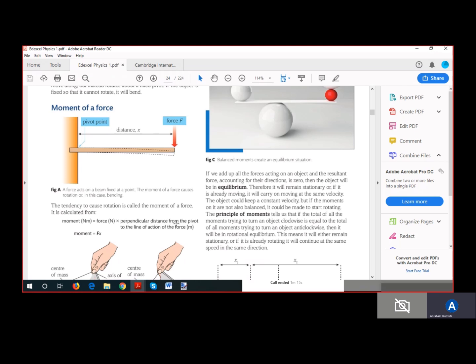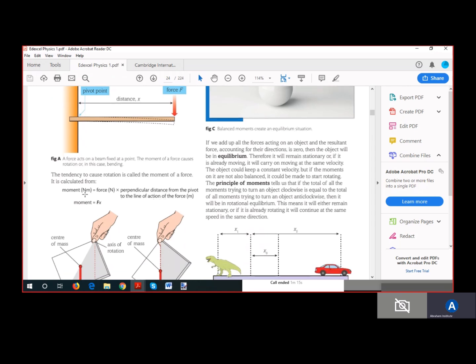Perpendicular distance from the pivot. So you see perpendicular distance, it makes a 90-degree angle with this force. That is why we say perpendicular distance. Over here the angle is 90 degrees. If you draw a line along this arrow, that is the line of action. So that line of action should make a 90-degree angle with the distance from the pivot to that line of action of the force. So this is the definition. Make sure when they ask you the definition, you write this, and the word perpendicular has to be there. In mark schemes, they look for that word.